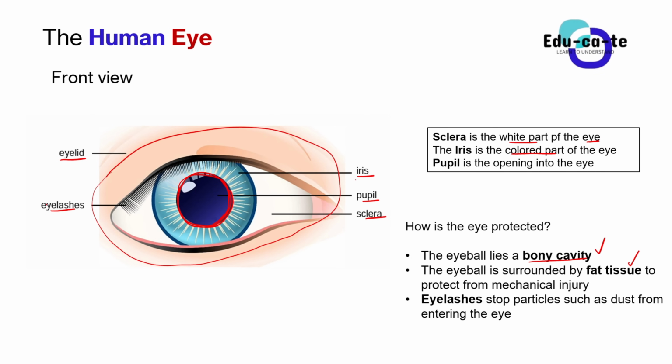We also have the most common ones, the eyelashes. The eyelashes are pretty common. Whenever there are dust particles, the eyelashes prevent dust from entering the eye. All of those foreign particles that might want to enter your eye, the eyelashes are able to flush them out. So the eyelashes stop particles such as dust from entering.